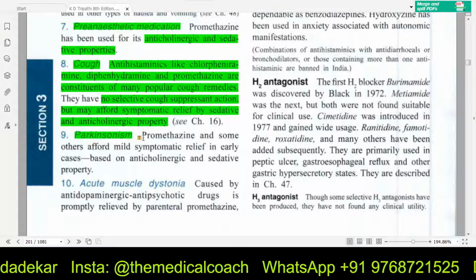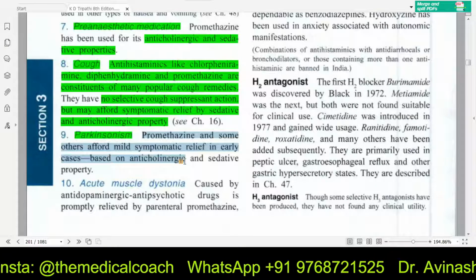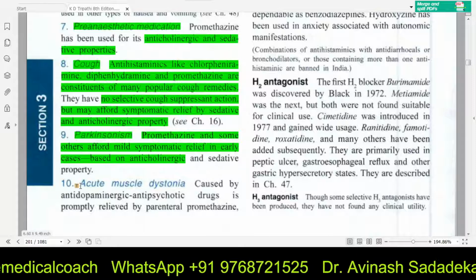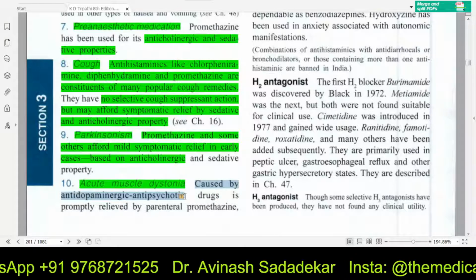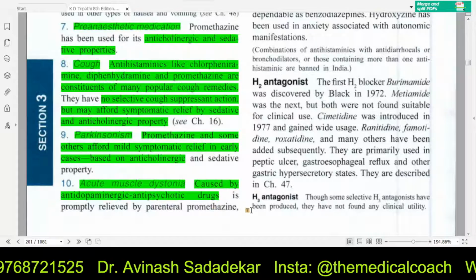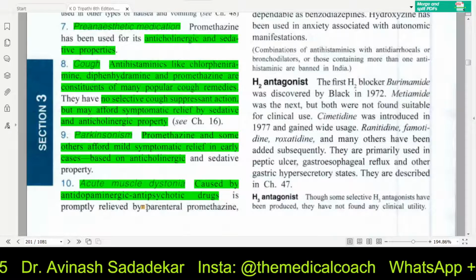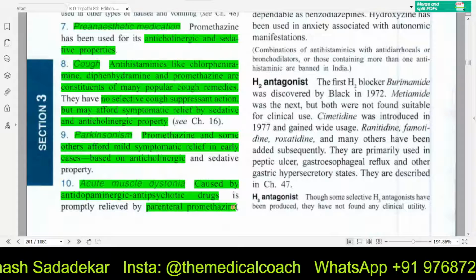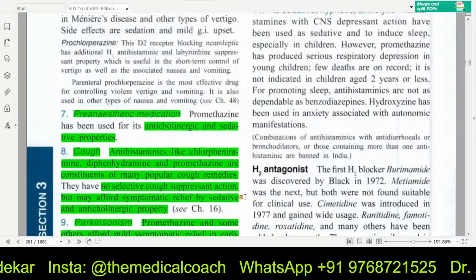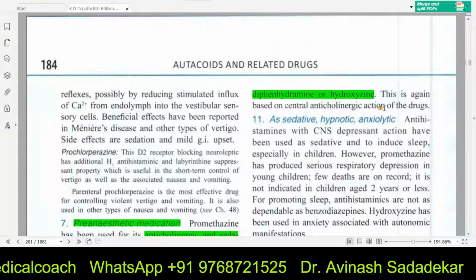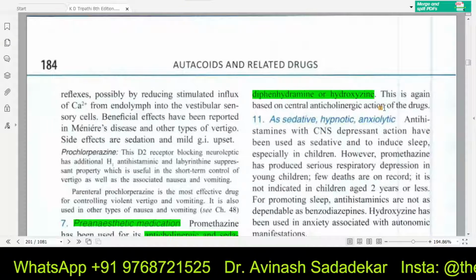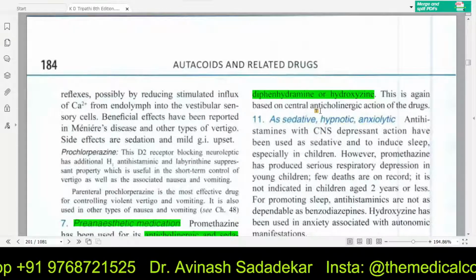In Parkinson's, because they are central anticholinergics, it might give symptomatic relief. In acute muscular dystonia caused by antidopaminergic or antipsychotic drugs, you give anticholinergics, antihistaminics with anticholinergic properties; parenteral promethazine, diphenhydramine, and hydroxyzine will work. Okay, it is based on their central anticholinergic action.